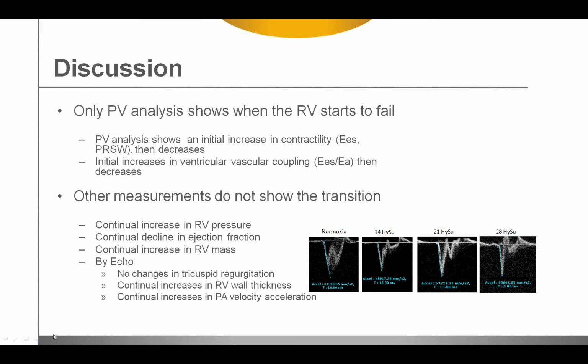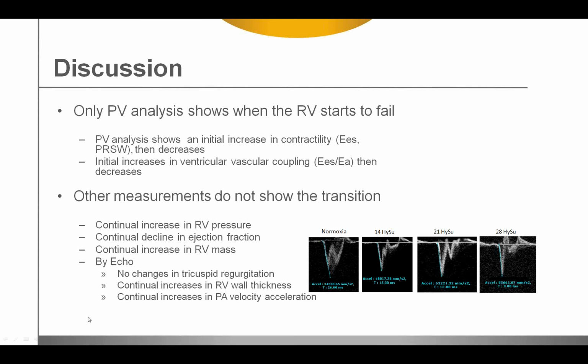We've done extensive echo measurements, and we don't see changes in tricuspid regurgitation. In fact, in mice, we rarely see tricuspid regurgitation in pulmonary hypertension, whereas it's fairly common in people. We see a fairly continuous increase in RV wall thickness, and it's possible that we see that because the echo probably doesn't have enough resolution to discern much change in there.